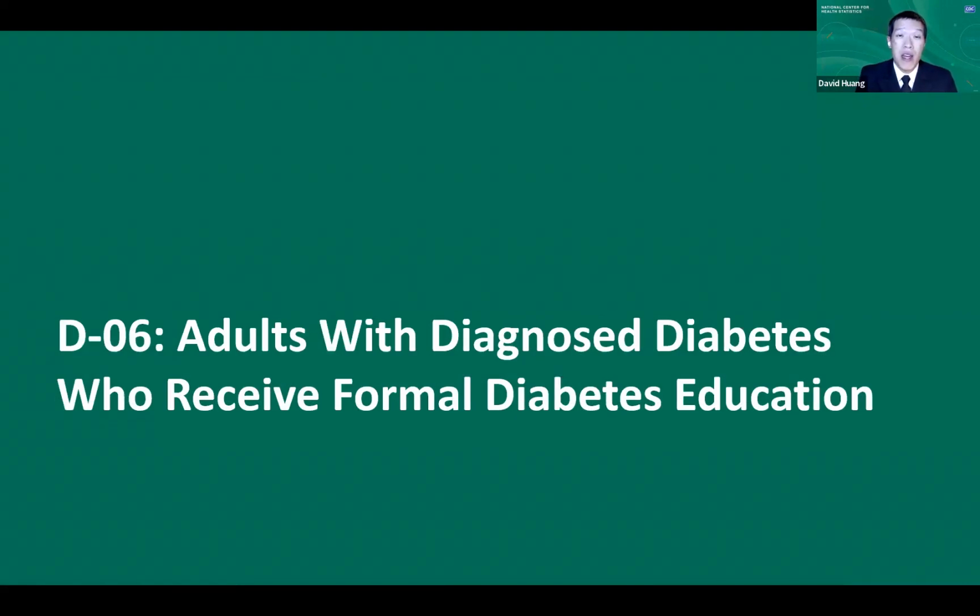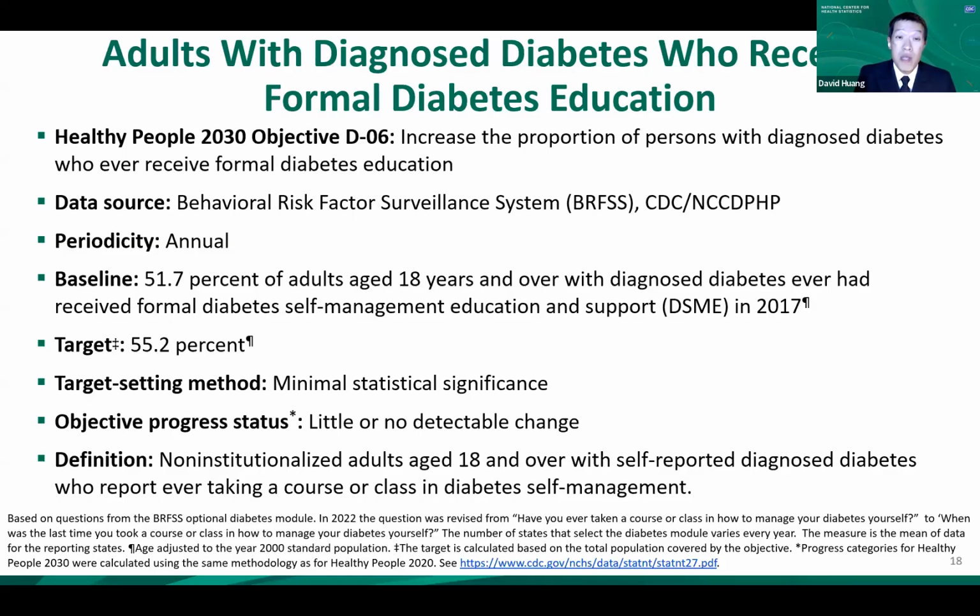First, I will discuss adults with diagnosed diabetes who receive formal diabetes education. Next slide. The first two objectives that I will discuss today are tracked using data from the optional diabetes module of the Behavioral Risk Factor Surveillance System at CDC. The number of states that select the diabetes module varies every year, and rates for these objectives are a mean for the reporting states. For both measures, the data do not differentiate by type of diabetes diagnosed, and the data exclude women who only report gestational diabetes as well as persons who report pre or borderline diabetes.